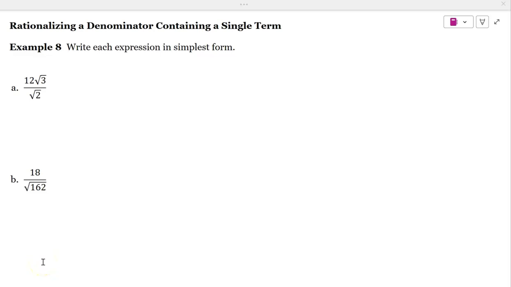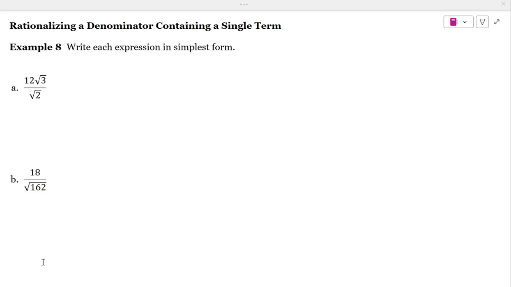Rationalizing a denominator containing a single term. We do not consider it to be grammatically correct in mathematics to leave a square root in the denominator. This actually stems back from quite a while ago when we had calculators that couldn't handle square roots very well. And so if we had a square root in a denominator, we would have to use a decimal approximation, and dividing by decimals is kind of a pain in the neck. So this is something that still exists today, even though it's not as necessary. But again, the idea is to not leave square roots in the denominator of a fraction.